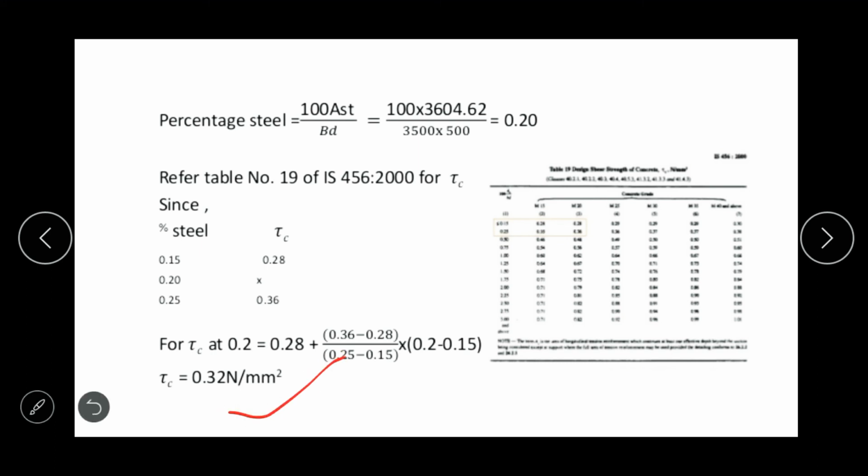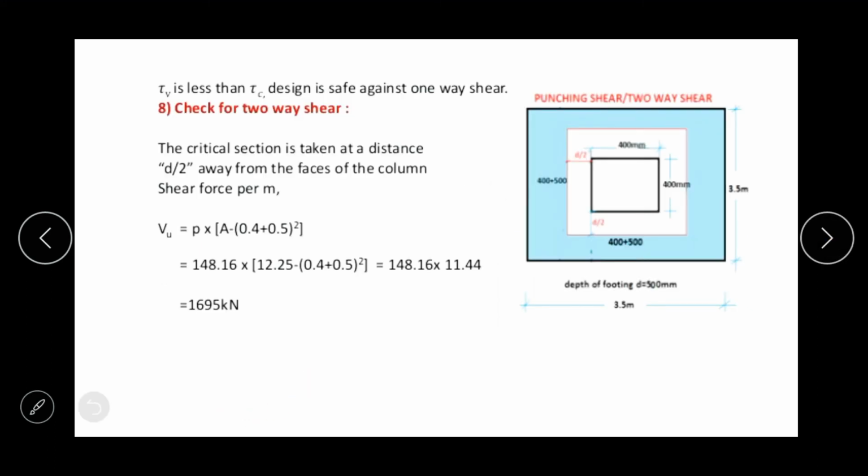Newton per mm square, which is higher. That means concrete can resist this stress, so it is safe from one way shear. Now we have to check from two way shear.